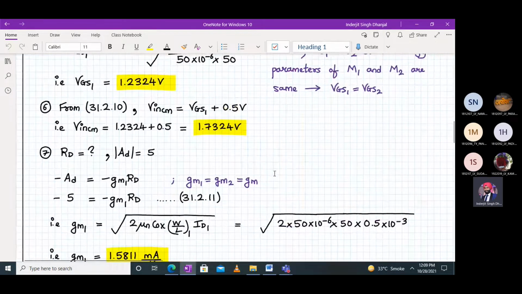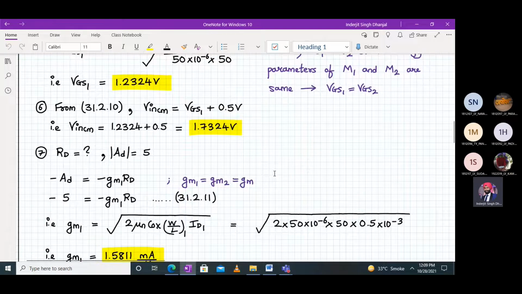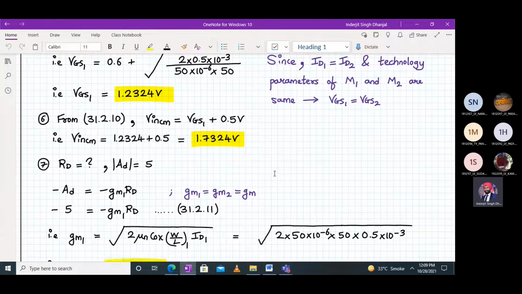Okay. For the second part, they are asking us to calculate the value of RD when the differential gain is given. Mod of AD is given as 5. We know that AD should be, not minus, this should be AD. So AD is given as minus 5, and AD is actually given by the formula minus GM1 into RD. Actually minus GM into RD, because GM1 and GM2 are equal to GM. Okay, so we got 5 equal to minus of GM1 into RD.